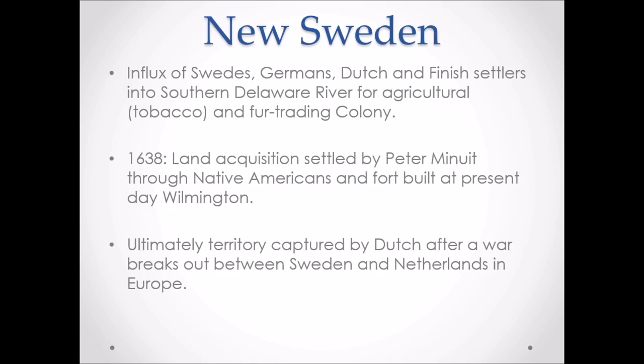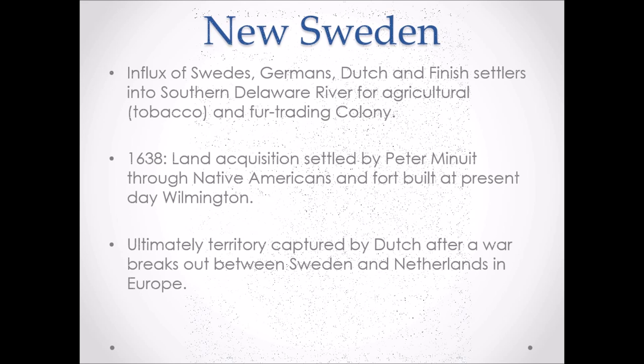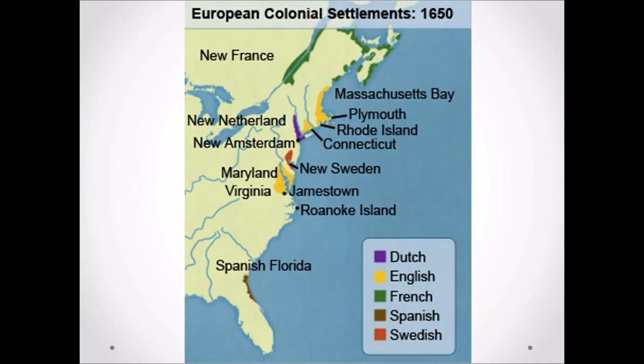After this, you're going to get an influx of Swedish people, of Germans, of Dutch, of Finnish people actually, all working for one of these, again, joint stock companies. And they're going to move into the southern Delaware River area, really hoping to create an agricultural colony and possibly even a fur trading colony as well, to help bring these things back to Sweden, and I guess harvest the fruits of colonization. Ultimately, this territory is going to be captured by the Dutch in 1655, I believe, once a war between Sweden and the Netherlands breaks out.